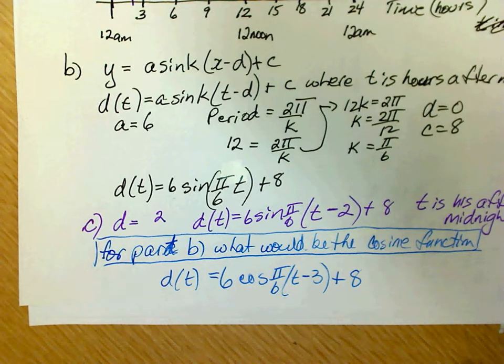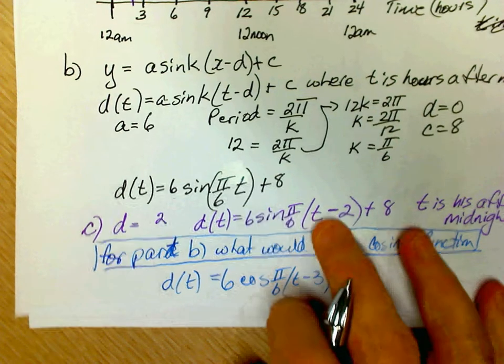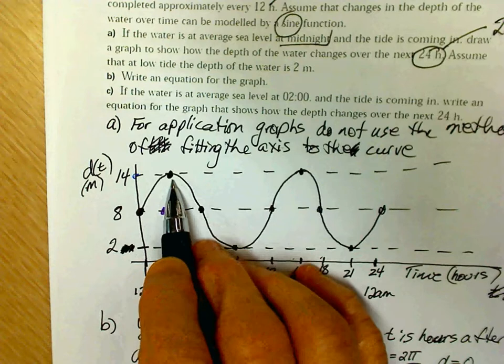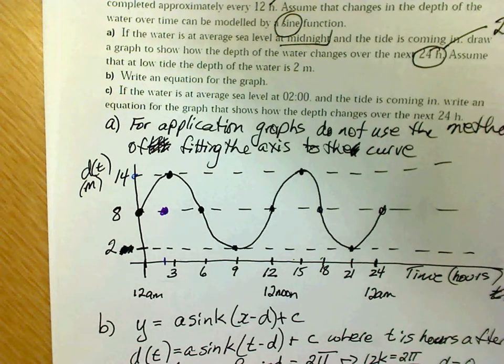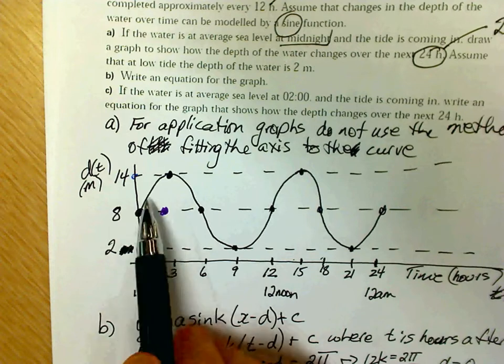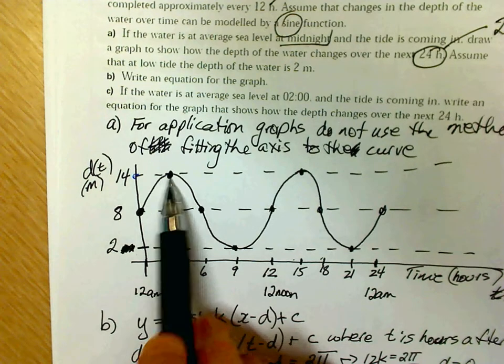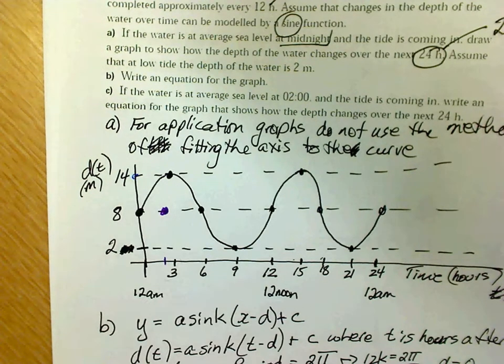Oh, for this one? If it's a cosine function, yeah, just see where the max is. Normally the max is there. Pardon? Yes, it's still up there.